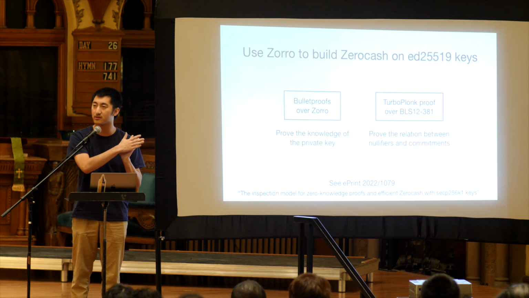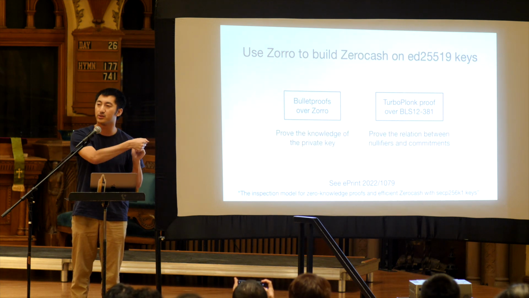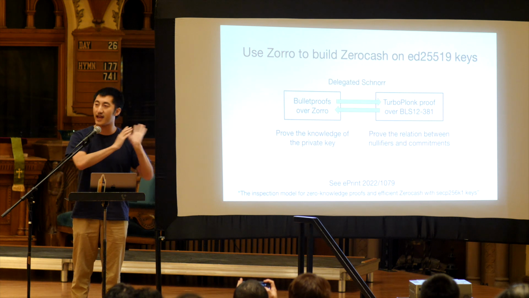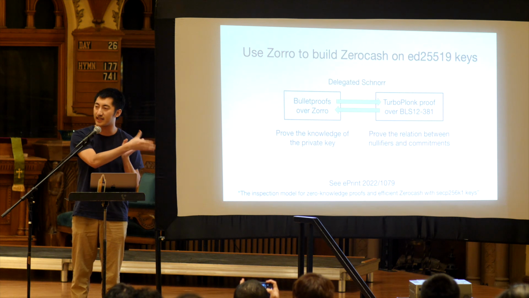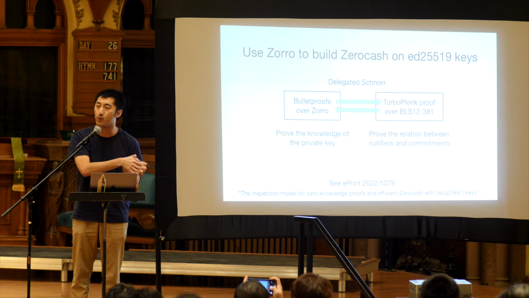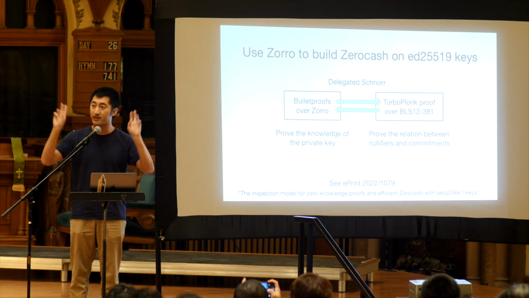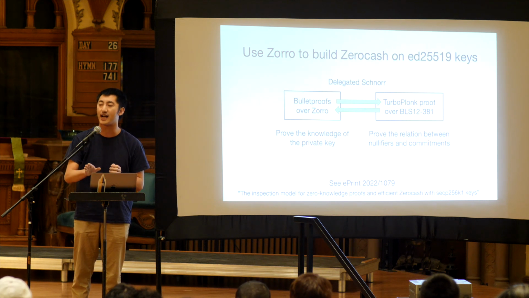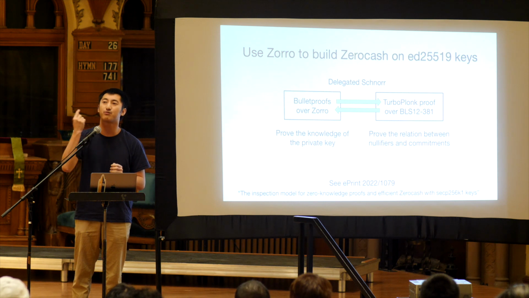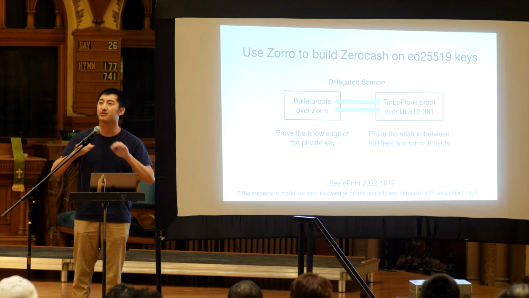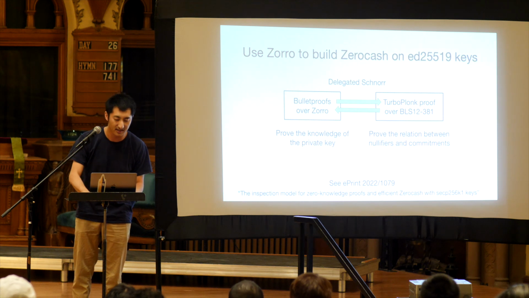I will just talk about something that has been used in production. You can use this specific curve with Bulletproof, and you can let it work together with traditional Zcash proof over BLS12-381. And you can build Zcash over ED25519 addresses. It means that you can build, I would say, a ZK rollup over Algorand, Cardano, or so on that use exactly the same address format.